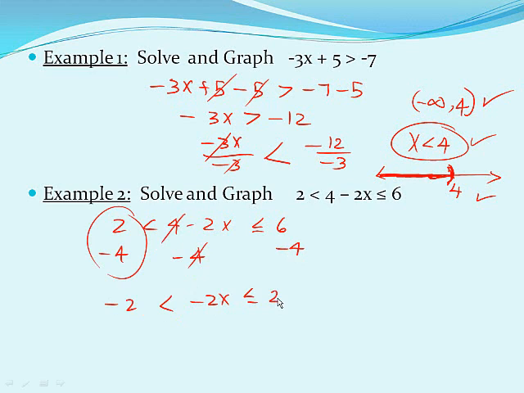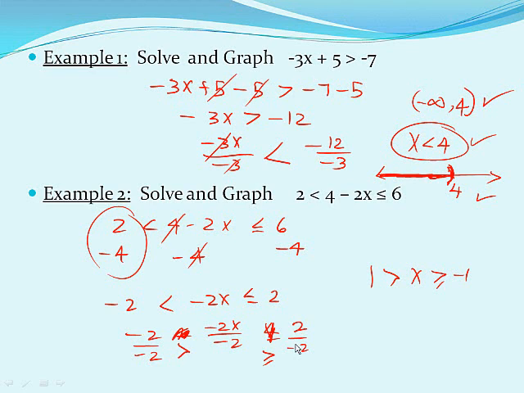So now to get x, I need to divide with the -2. So I'm going to divide -2 < -2x divided by -2 ≤ 2 divided by -2, but notice that this inequality has to reverse, so I need to actually change this. So this is not the right one. Greater than, this will be greater than or equal to. That is because we are dividing with the -2. So we get the inequality as 1 > x ≥ -1.